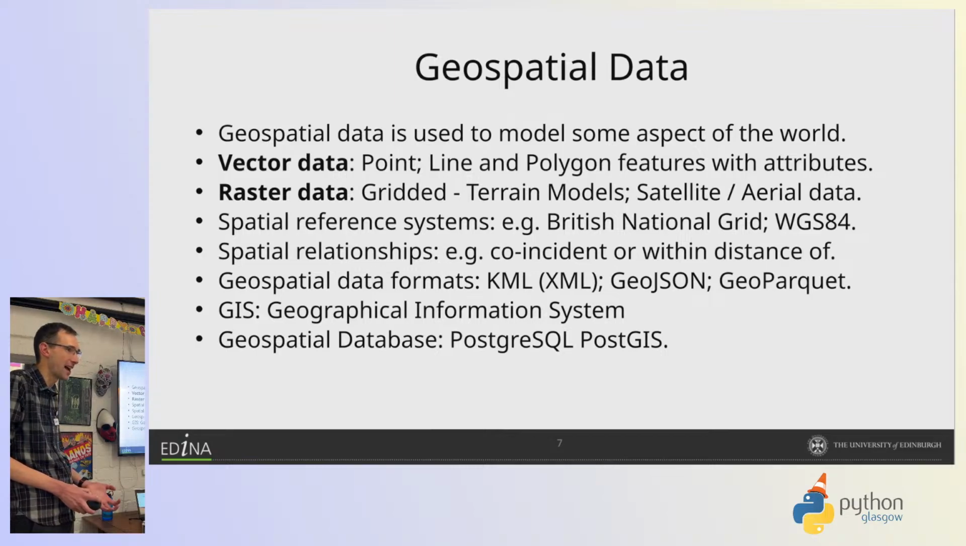And you have some attributes attached to that, so it could be a building, and you could have the number of floors and the type of building it is. And raster data is essentially like a digital image, but instead of each cell having an RGB value, it could be something like the height of the Earth, or a radiance value from a satellite image, or some sort of environmental data set.